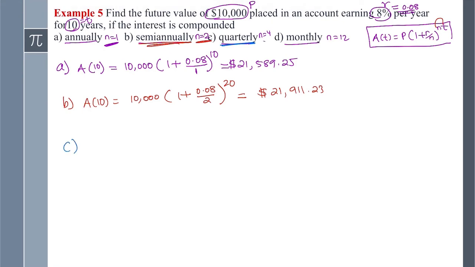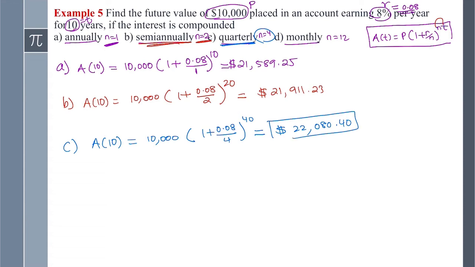Okay. Now let's look at the next one, C. For C, it says quarterly. That means 4 times in a year. So the value after 10 years equals 10,000 times 1 plus 0.08 divided by 4, to the, now be careful again, the exponent is n times t. N is 4, t is 10, so this becomes 40. And then when we put the whole thing into the calculator, this is what we get, $22,080.40.